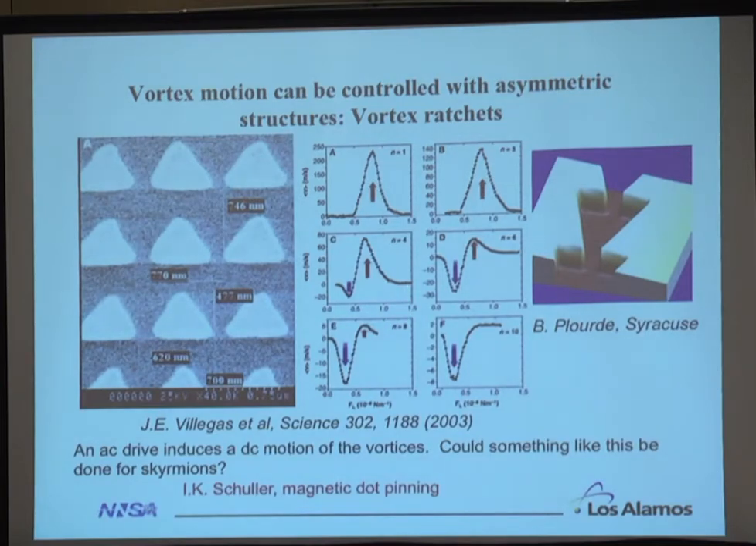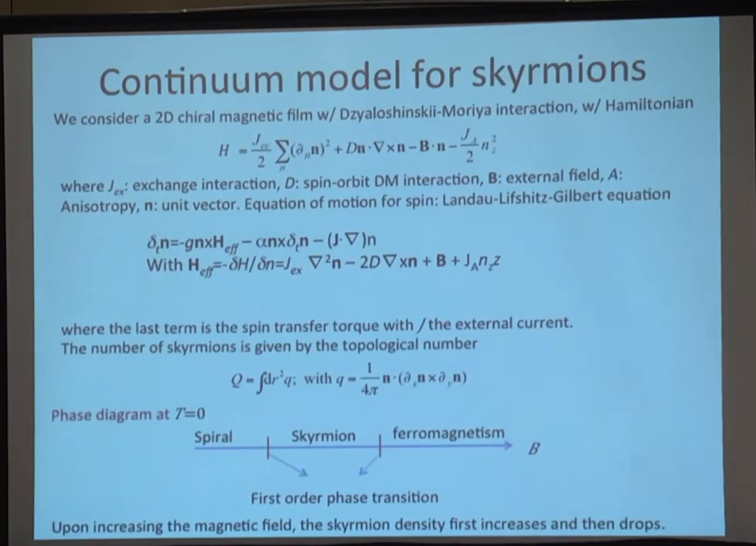You can also make what's called vortex ratchets, where you have some asymmetry engineered on your sample. You put triangle magnetic dots, or you get extra surface, and then they apply some AC shaking, and you end up getting a preferred motion of your vortices. And one could ask, could something like that be done for Skyrmions? So I'll approach this two ways. I'll first review the work with the continuum model, and then we'll go to the particle-based model.